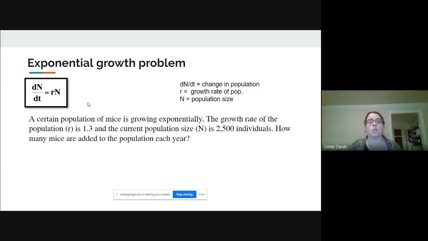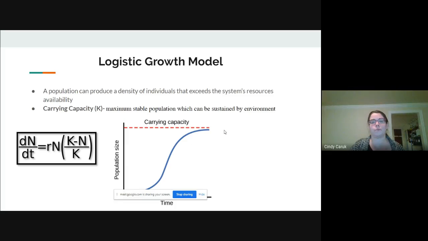All right. So this is the kind of question you would have. You take your 1.3 here, you take the current population size, 2,500, right? And then you multiply them, and that tells you how much it's going to grow. Now, if they ask you how large the population will be next year, you would take that number and add it to the original population.